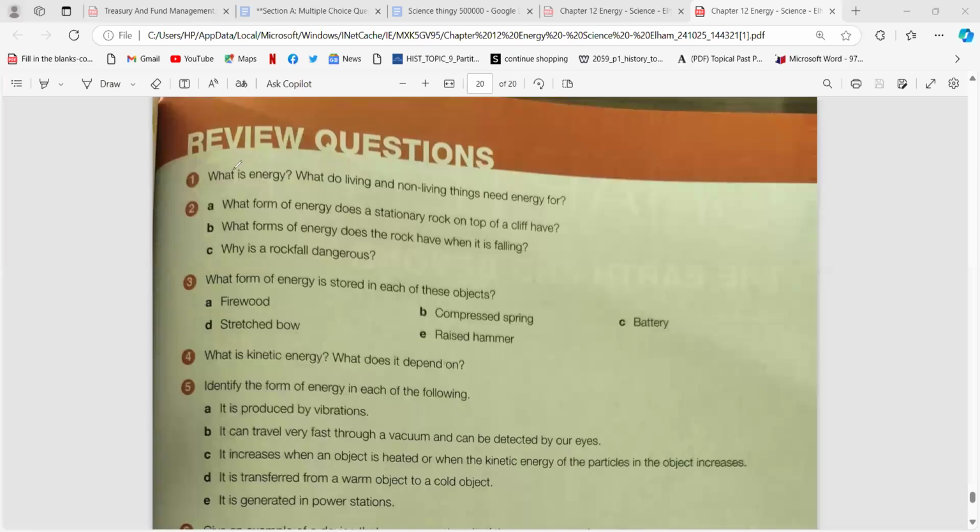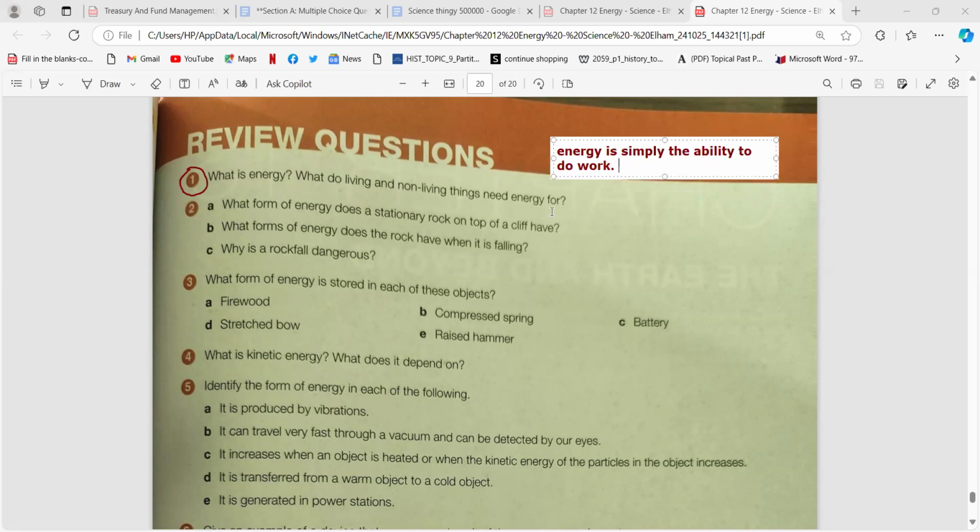So review questions. Question number 1, what is energy? What do living and non-living things need energy for? So you will say that energy is simply the ability to do work. And what do living and non-living things need energy for?